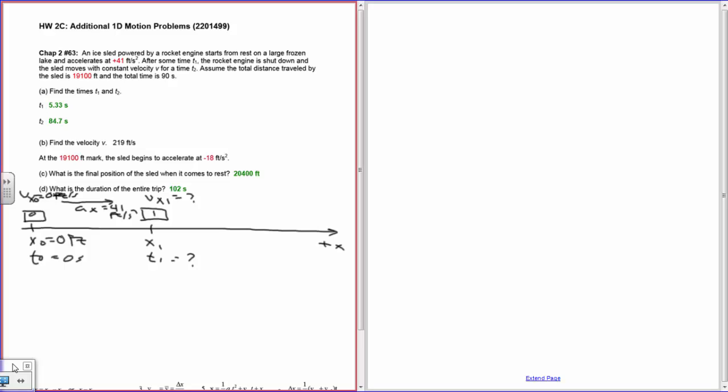But when we get over to this later point in time, let's call this x2 and t2, we know that the acceleration here is 0. So we know the velocity here is still vx1. So we've got a constant velocity. What other numbers do we know in here? The total time. Which variable up here represents total time? So T2 equals how much? 90 seconds.